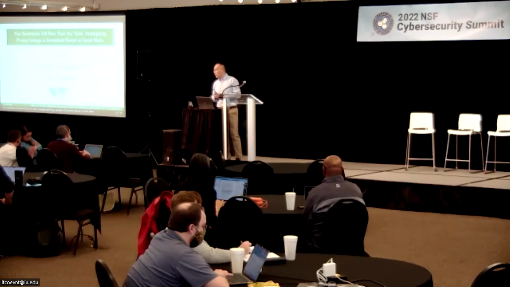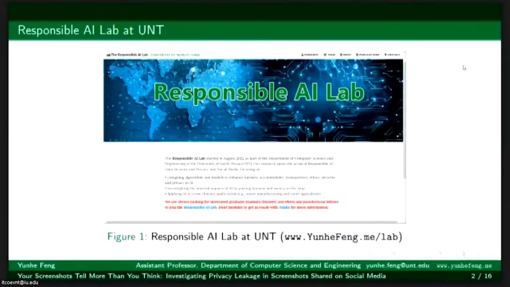I'm so happy and honored to be here to present our ongoing work about the privacy leakage in screenshots shared on social media. My name is Yunhei Feng. I'm a first-year assistant professor in computer science at the University of North Texas, or UNT. At UNT, I'm leading the Responsible AI Lab. Our mission focuses on developing models and algorithms to achieve important features in responsible AI, like fairness, transparency, explainability, security, and privacy. We're also interested in studying the societal impacts of AI.